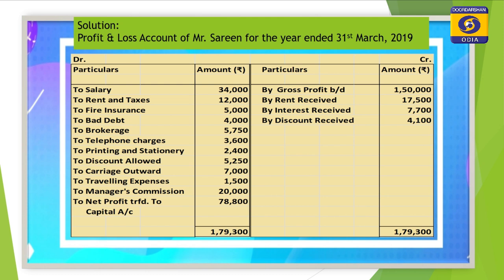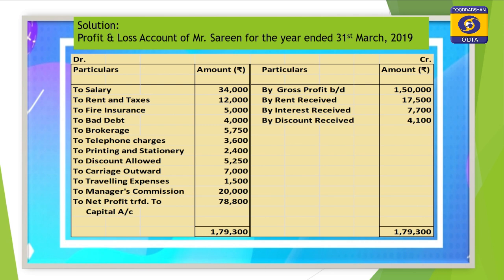Discount allowed, we have allowed discount to our customers, so that is an expense for us. Discount received, we have received discount from the supplier, that is, the businessman has received discount from his suppliers, so that is an item of income. It will go to the credit side of the profit and loss account. Carriage outward is an indirect expense, so it will go to the debit side.